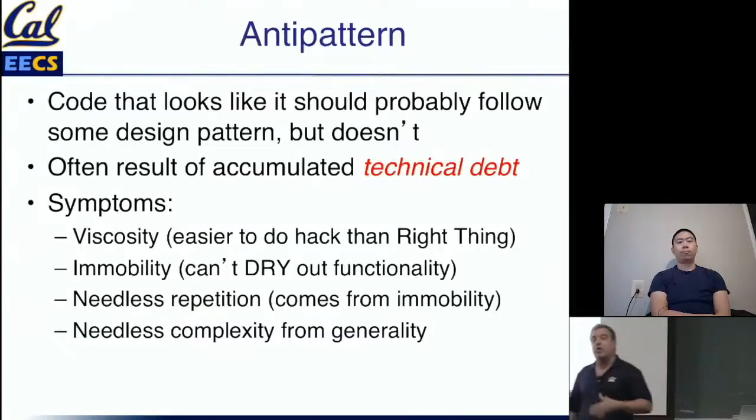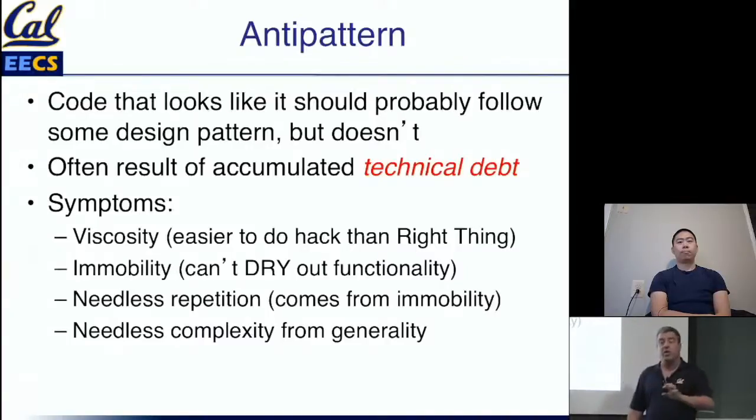Immobility. We talk over and over again about the concept of DRY. How do you pull out commonly used things and put them into a reusable module, whether that's a function or a class? If you can identify places where things almost seem to be similar, but they're not similar enough that you can pull out the commonality in a clean way, that's immobility, which is related to needless repetition. When things are similar but not exactly the same, you find yourself copy and pasting code and making small changes. That's a red flag.